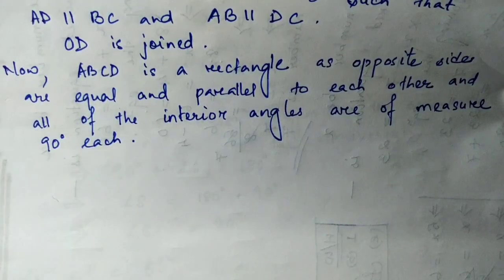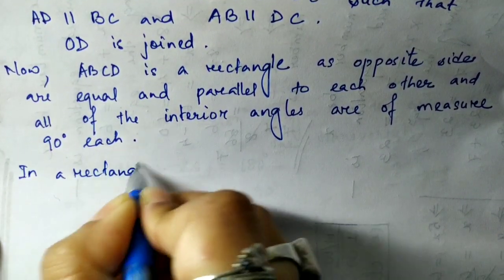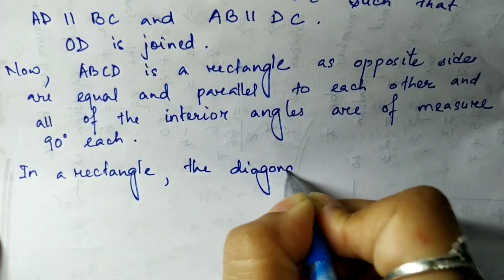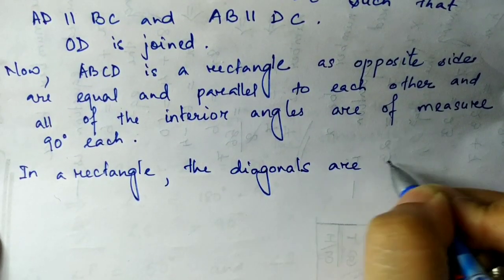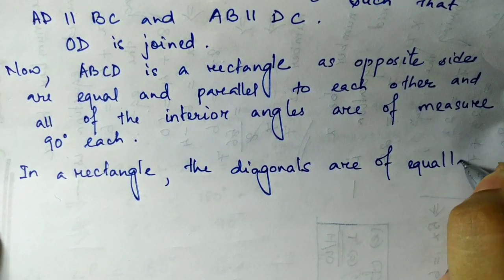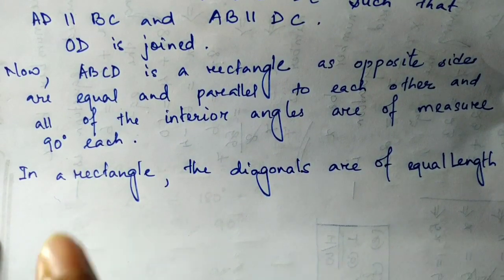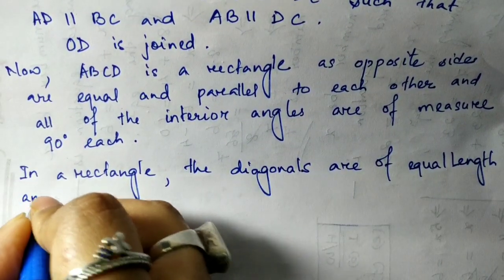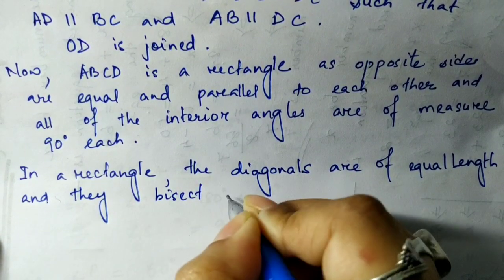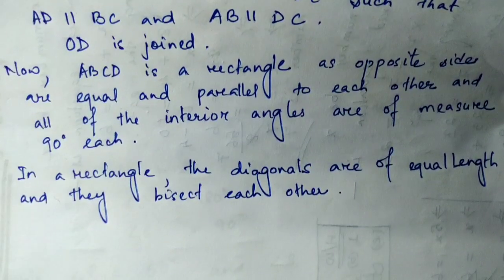Let's continue. In a rectangle, the diagonals are of equal length. That is one of the properties of a rectangle, are of equal length, and they bisect each other. Do you know the meaning of bisect? Dividing equally. Bisect each other.